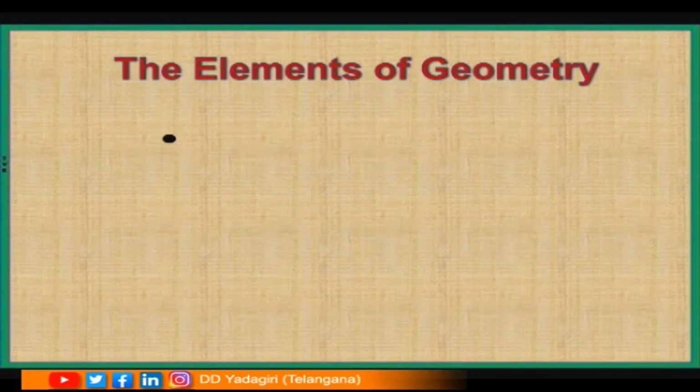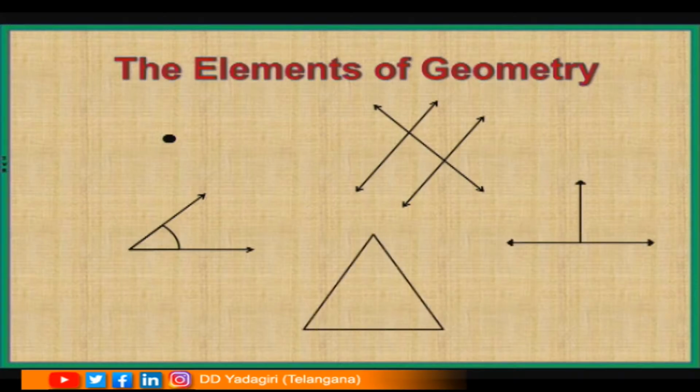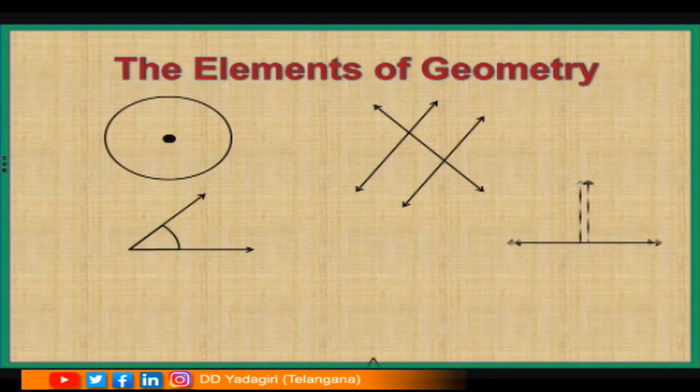Now, what is it? It is a point. It is a straight line. It is a straight line which is parallel to the previous one. It is a line which is intersecting both the previous lines. It is an angle, perpendicular, a triangle, a trapezium, a parallelogram, a circle. If you see all of them, these are said to be the basics for the construction of geometry. Now, how these are defined by Euclid, let us check further.